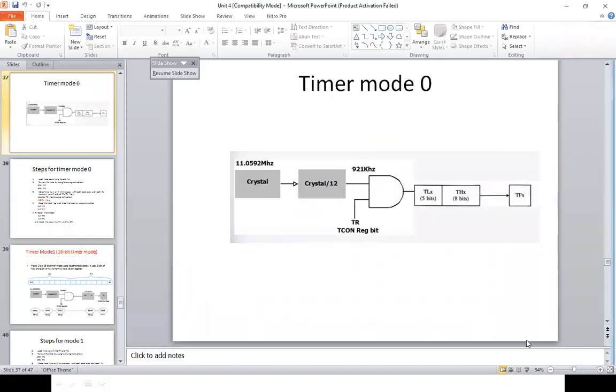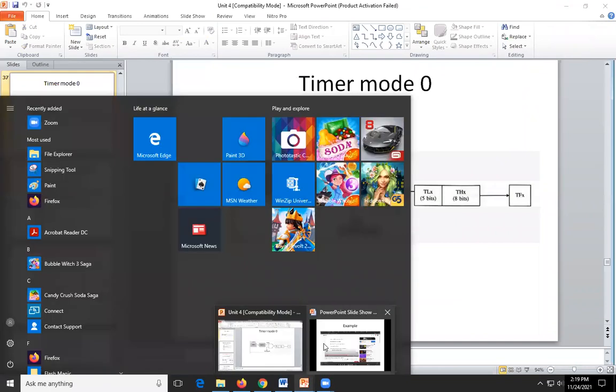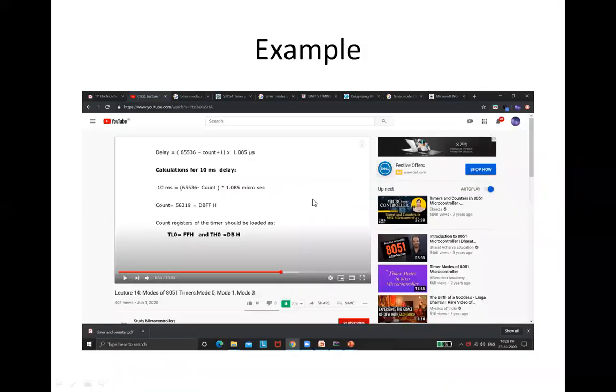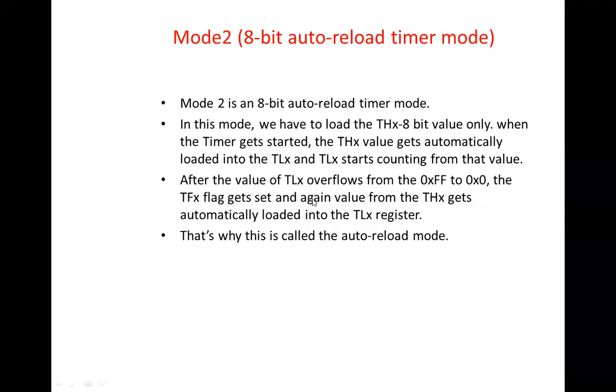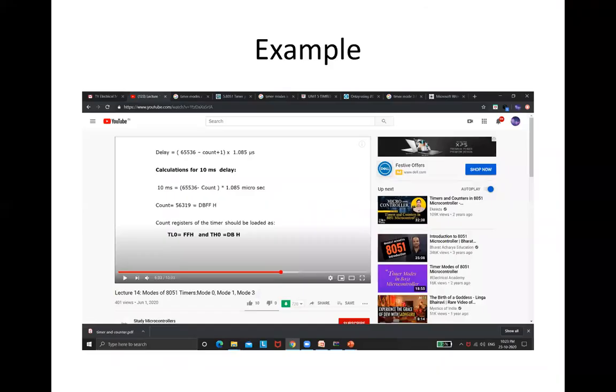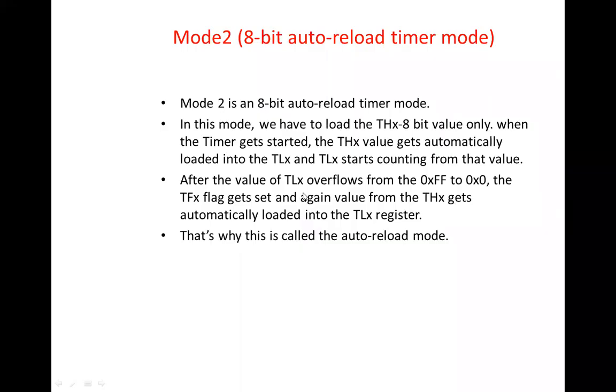Okay, we'll discuss the calculation at the time of the program. This is the mode 2 8-bit auto reload timer control. We have discussed this calculation at the time of programming. So this is the mode 2 8-bit auto reload timer, where you do not have to reload the program manually, it reloads automatically.